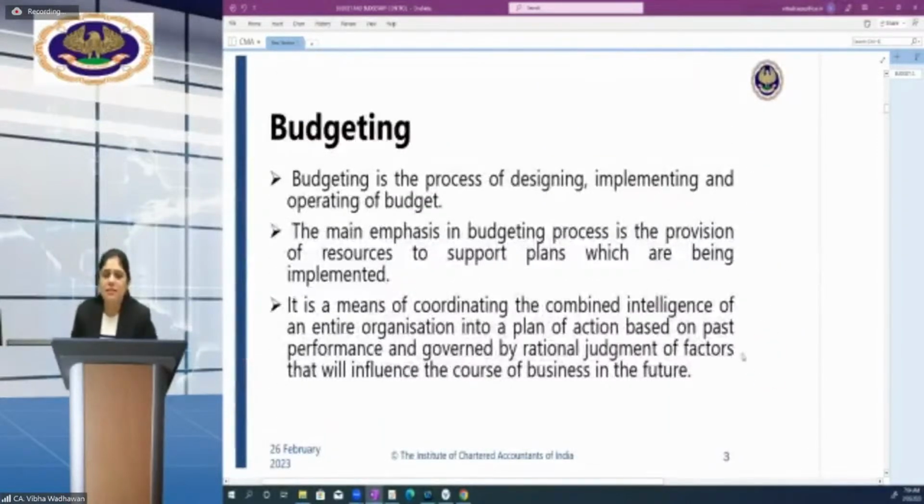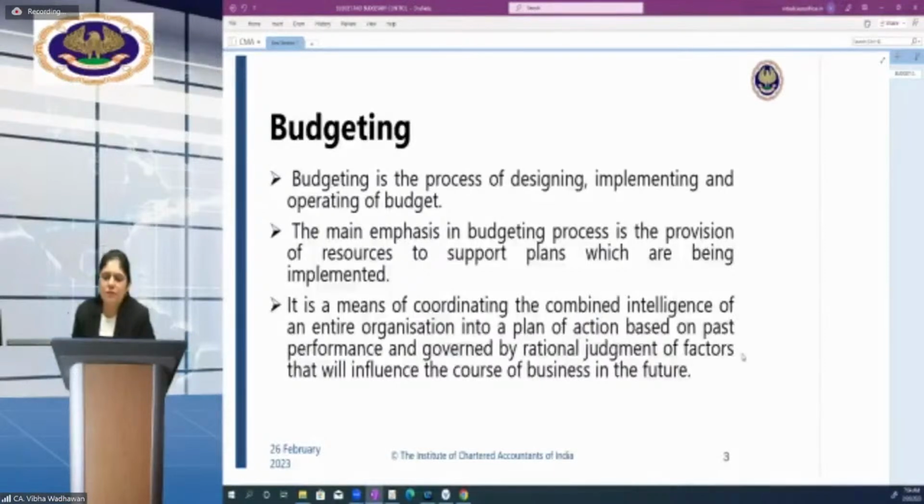Budgeting is the process, now it is the whole process. So budget is what we make, and budgeting is how we make the budget. So budgeting is a process of designing, implementing, and operating the budget. So the whole process of making the budget, designing the budget, how the format should look, what information should be there in the budget, that is the whole process of designing and implementing. Of course, after the budget is made, we implement it. Whatever cost and units and weights are included in the budget, we try to implement it and we operate the budget.